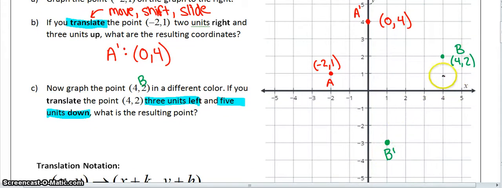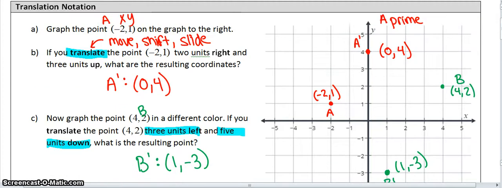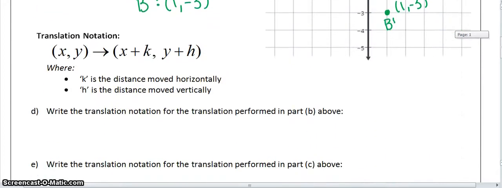What are the coordinates of this point? Let's see. My x, I'm moving to 1. My y is going to -3. So B prime, which is just another way of saying B that's been translated or transformed, is (1, -3). So translations are really something you already know. It's just about moving something on a coordinate plane. You can do it with points, you can do it with shapes. But let's go ahead and formalize this.